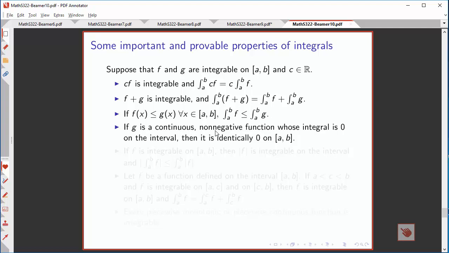If g is never negative and it's continuous and its integral is 0, then the function g must be the zero function. This, you will discover, is not true if you remove the requirement that the function be continuous. If a function f is integrable in the sense of the Darboux integral, then so is its absolute value, and furthermore, the absolute value of the integral is less than or equal to the integral of the absolute value.